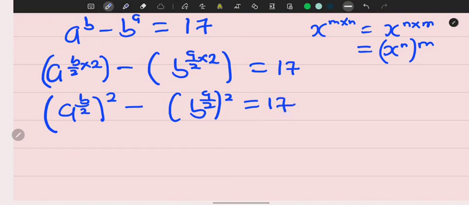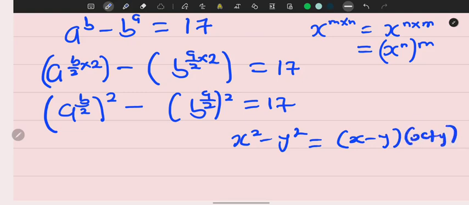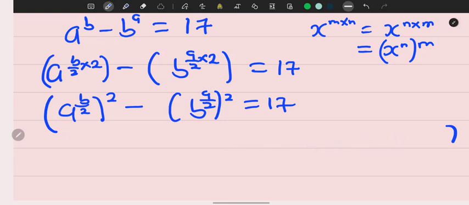Okay, you can see the left hand side of the equation is in terms of difference of two squares. This is what we call difference of two squares. Whenever you have x squared minus y squared, this is a difference of two squares. And of course we have a formula for that, and what that means is that this can be written as x minus y, times x plus y. Don't forget that.